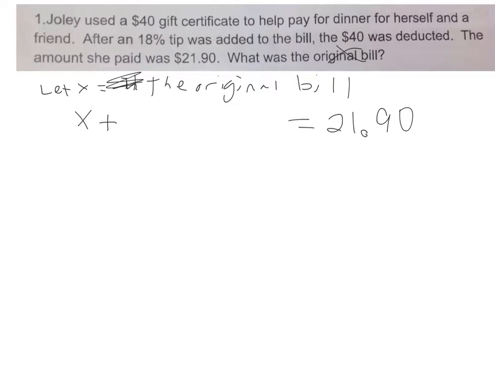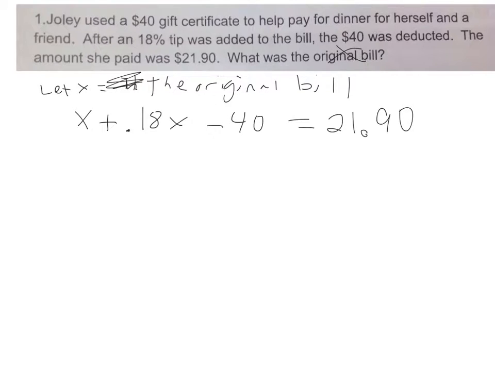So we're going to add 18%. To do 18%, you will actually make it a decimal, because a decimal also can represent the percent, because it's out of 100. So 18% of means times the bill, that's x. Then the $40 was deducted. So then at that point, you will subtract $40. That's what a deduction means. That's the gift certificate. So now we should be able to find the original bill.